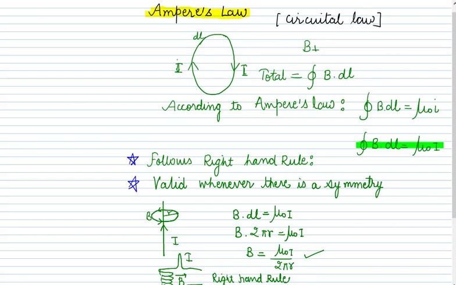So these are the two important things. This is Ampere's law. It follows the right hand rule, and whenever you are applying it, it should have a symmetry. Just as we consider symmetry for Gauss law, similarly we have to consider it for Ampere's law.